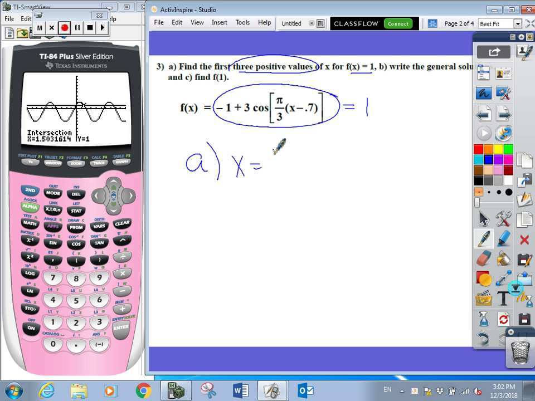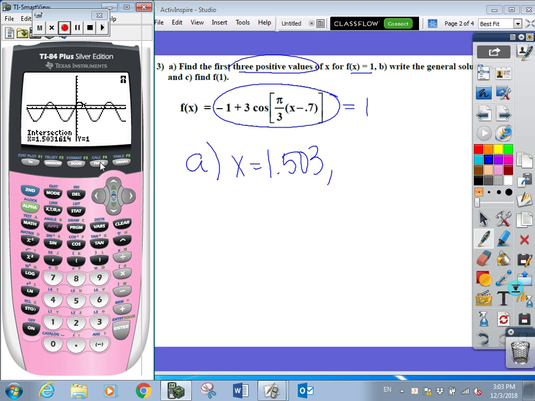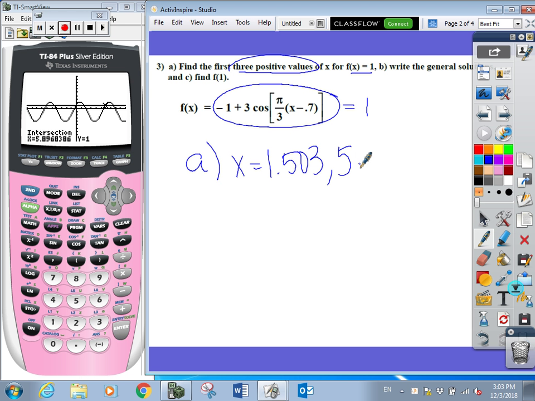X equals 1.503. Do that again. Second trace 5. Again, I want to travel on that straight line because I'll get there faster than a curved line. The up and the down arrow will go from one graph to the other. Enter, enter, enter. Oops, too many times. It goes away. Just do it again. 5.897.